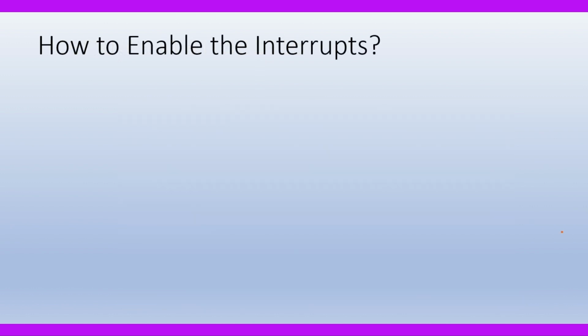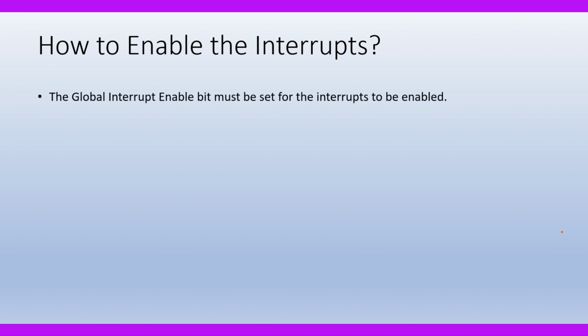Now let's understand how to enable the interrupts. The interrupt enabling process could be different for different microcontrollers. In this video, we are considering the ATmega16 microcontroller. In the ATmega16, interrupt enabling is a two-step process, at the global level and local level. First, we have to enable interrupts at the global level. Then we have to enable individual interrupts at the local level.